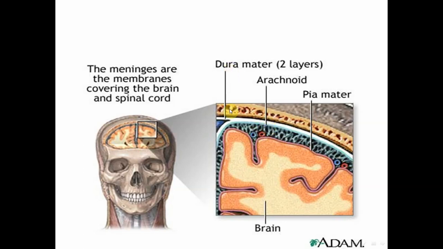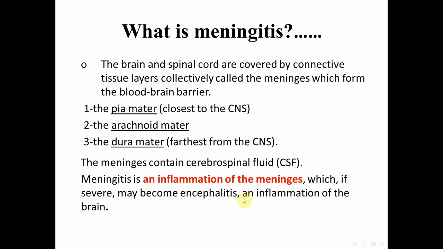And the dura mater. Inflammation of the meninges we call meningitis. Inflammation of the meninges may extend to the inflammation of the brain tissue, encephalitis, and the spinal cord.